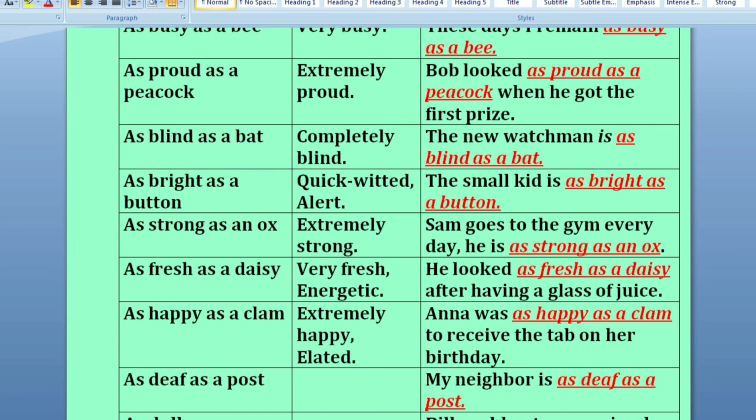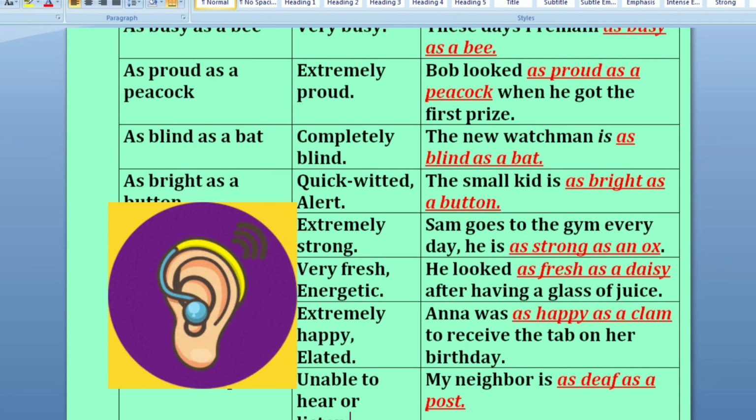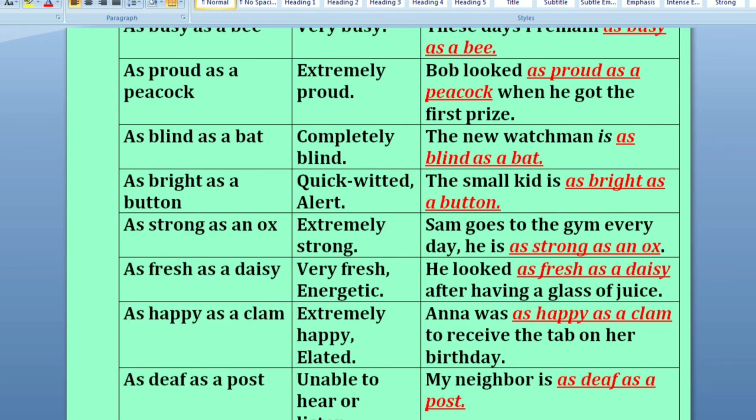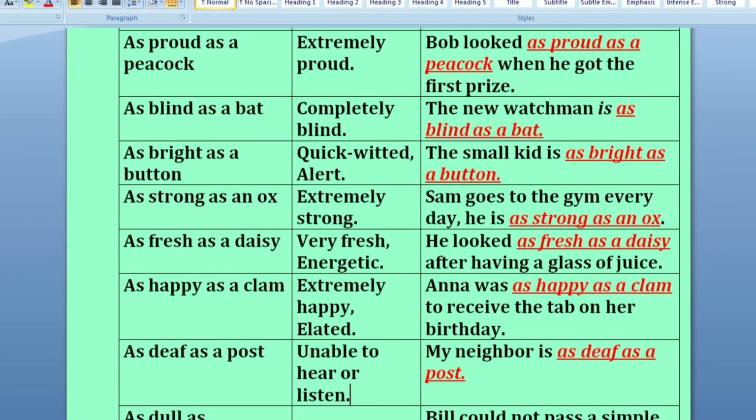She was elated to receive that tab. So up next you see the eighth one for today. That is as deaf as a post. That means unable to hear or listen, completely deaf perhaps. Having problem of hearing, hard of hearing. In that context we can use as deaf as a post. As you see the example, my neighbor is as deaf as a post. That means your neighbor is deaf and having problem of hearing. Understood? That's the way you can use this beautiful simile, as deaf as a post, to signify someone is having problem of hearing, right?